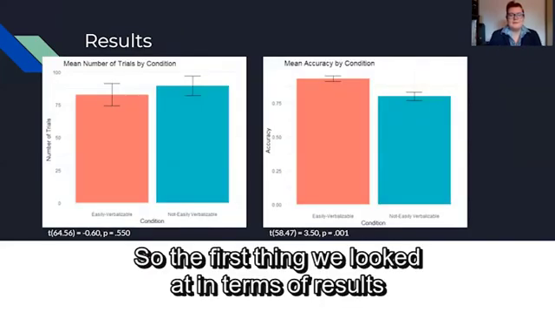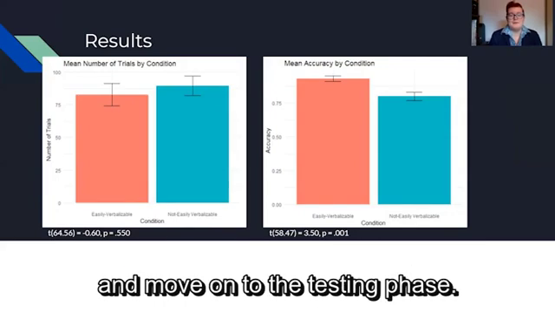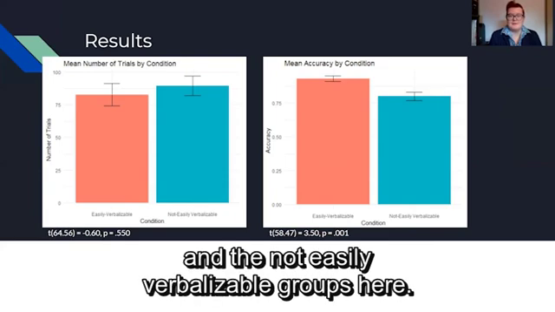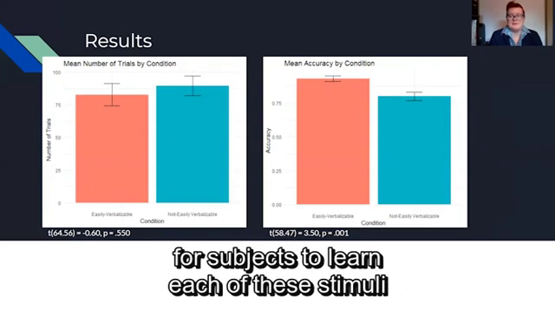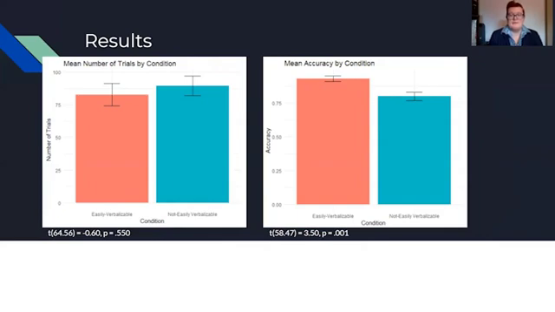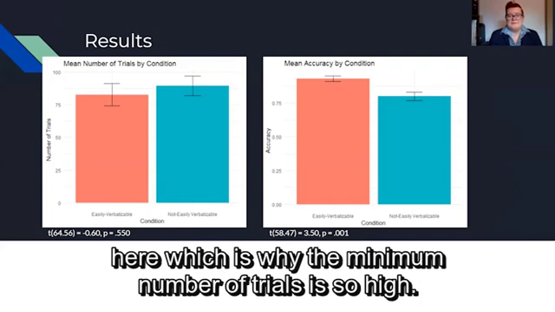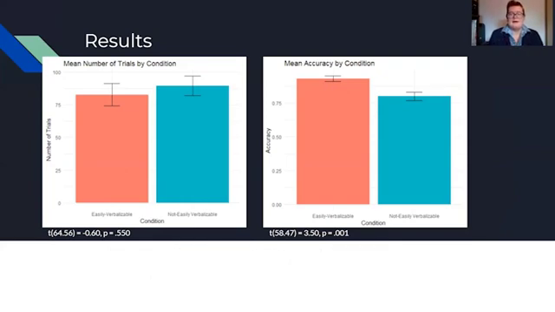So the first thing we looked at in terms of results was the number of trials it took to reach that criteria and move on to the testing phase. So we found that there was no significant difference between the easily verbalizable and the not easily verbalizable groups here. It took about the same amount of trials for subjects to learn each of these stimuli. They were about equally easy to learn. It is worth noting that there was a minimum of 60 trials here, which is why the minimum number of trials is so high. So it is possible that subjects could have learned it in under those 60 trials.